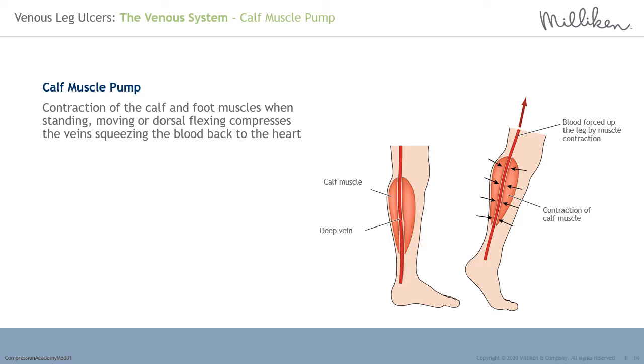The calf muscle pump is the final structure in the venous system. The calf muscle, when activated, provides a squeeze against the deep vein to aid upward blood flow and venous return.